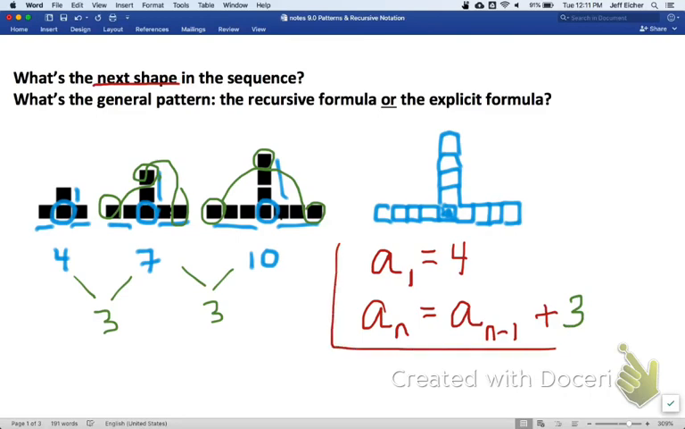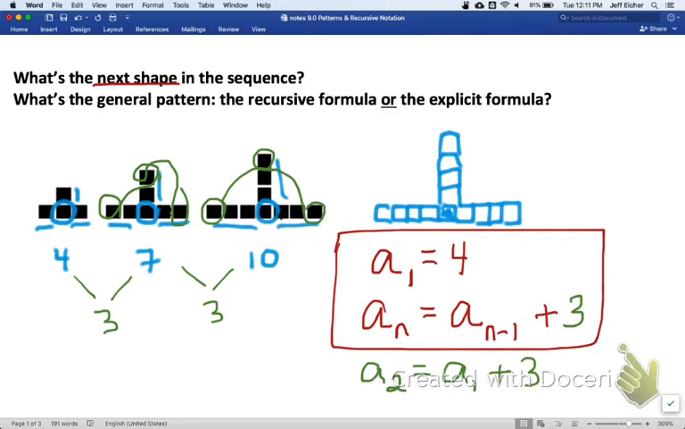To clarify what this means, just to make sure you understand this notation, this all by itself here would be our recursive function. But to give you an example, what's our second term? How many blocks does our second pattern have? Well, that would be however many the first pattern had, n minus 1, so 2 minus 1 is 1, plus 3. Our first pattern had 4, and then we're adding 3 to that, so our second pattern, a sub 2, should have 7 blocks, and it does have 7 blocks.